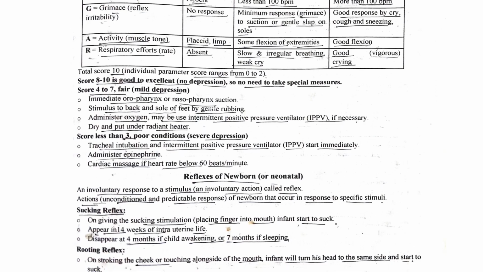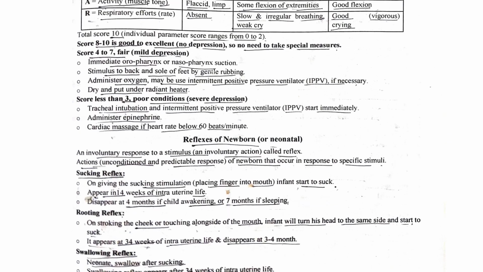Score 4 to 7 is fair, mild depression: immediate oropharynx or nasopharynx suctioning, stimulus to back and soles of feet by gentle rubbing. Administer oxygen, and intermittent positive pressure ventilation may be used if necessary. Dry and put under a radiant warmer heater. Score less than 3, poor condition, severe depression: take tracheal intubation and intermittent positive pressure ventilation, start immediately. After that, administer epinephrine and cardiac massage if heart rate is below 60 beats per minute.